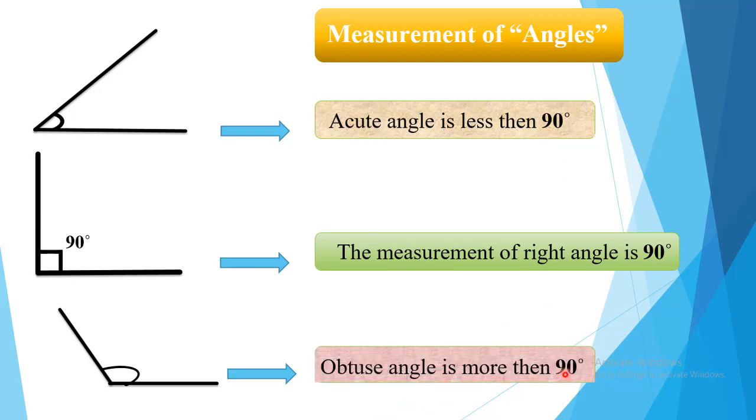An obtuse angle is more than 90 degrees. Look here properly. This is a right angle. It is 90 degrees. An acute angle is less than 90 and an obtuse angle is more than 90 degrees.